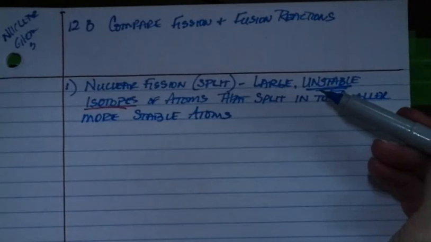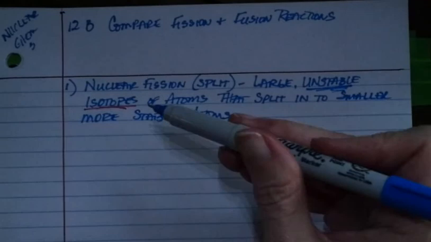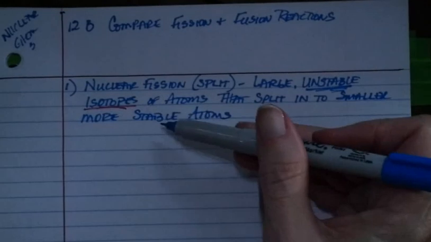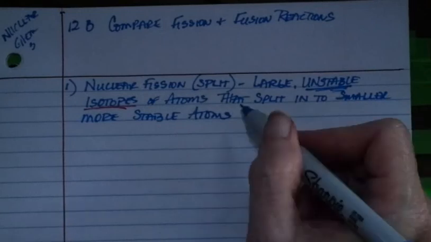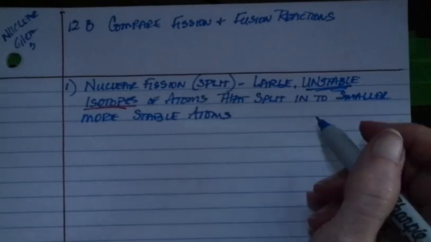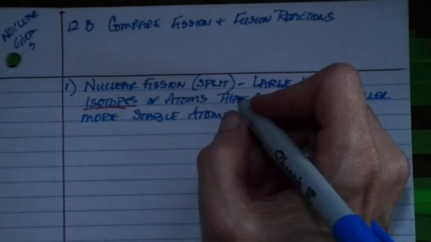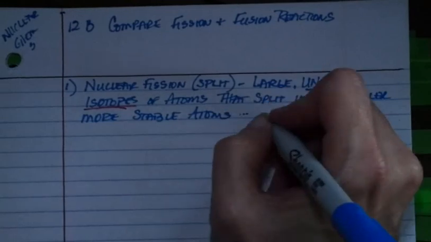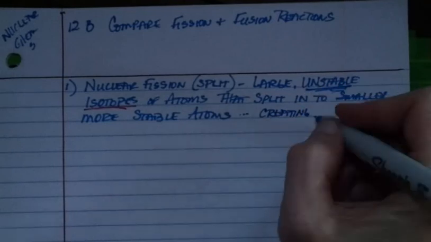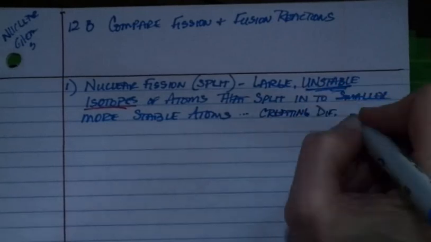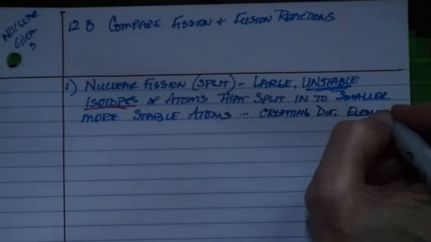in that sense. So nuclear fission is when you have large unstable isotopes of atoms that split into smaller, more stable atoms, and they split, and when they do this, they're creating different elements. So you might have started out with one element, but you end up with two different ones after that. The original element is no longer the same thing.